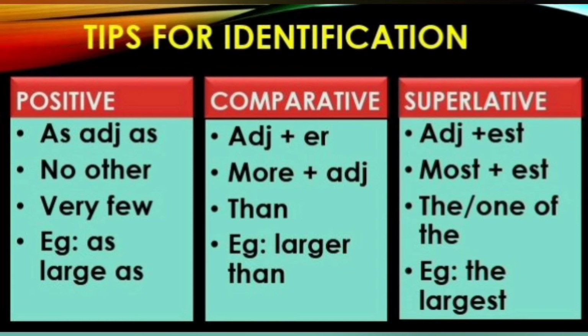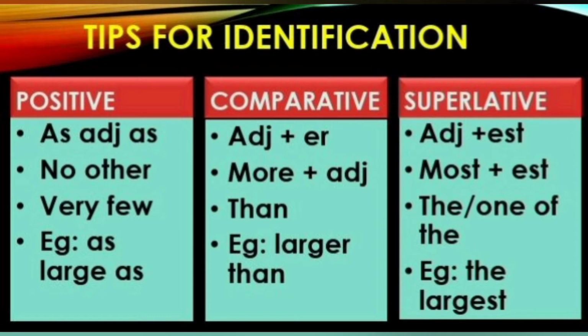Or else the sentence may begin with no other or very few. Okay, there is an example: as large as, as long as, as sweet as. So this form is available in positive degree. In addition to that, the sentence may begin with no other or very few. Not all sentences begin with no other or very few. Some sentences may begin that way. But in every sentence which is in positive degree, we have this particular form, as, adjective, as. We can always look for this form.